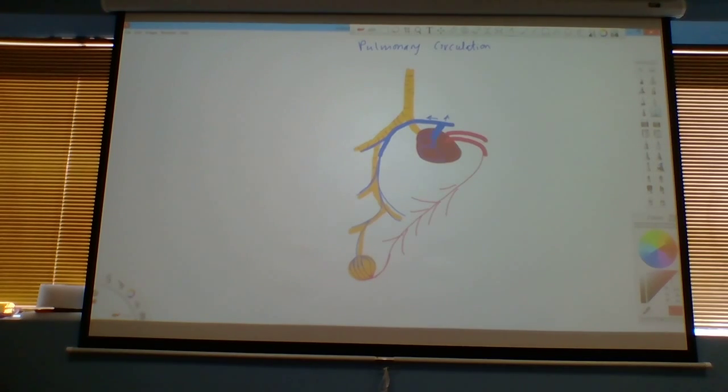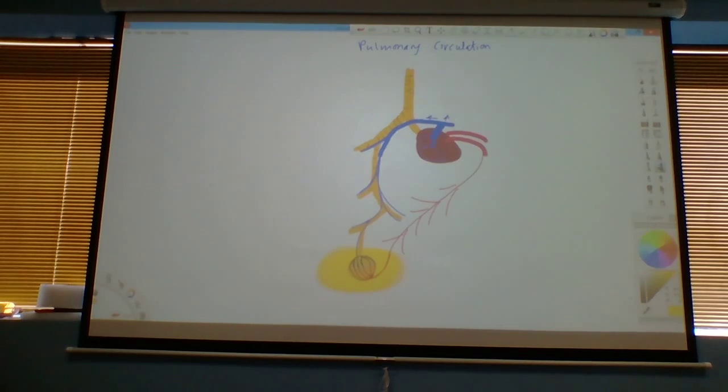Now you can focus on this area. Let me color it with yellow. This is a single alveolus. Look at what the alveolus is made of. It's an air sac surrounded by a network of capillaries. This network of capillaries is made of a branch of the pulmonary artery and the pulmonary vein. That's where the gas exchange will take place.